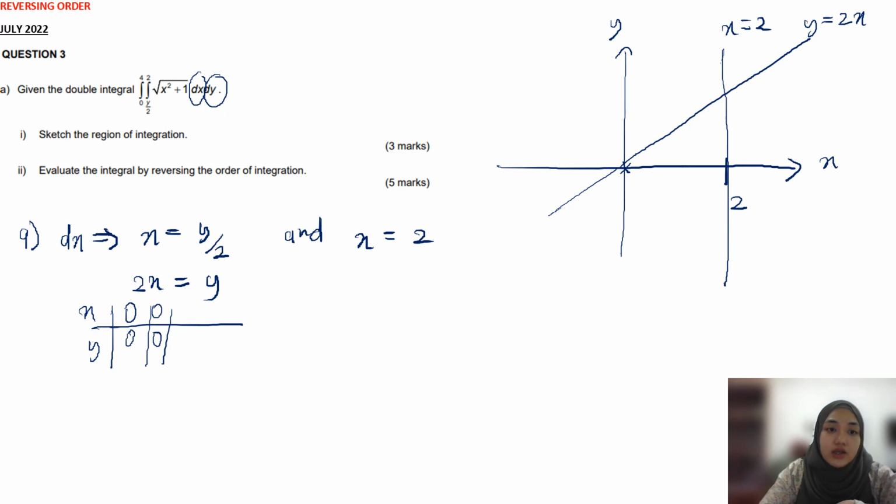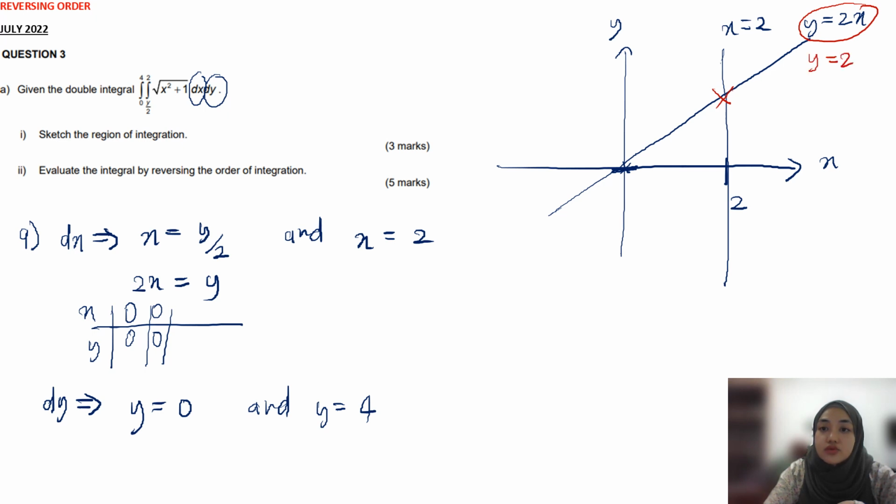Next one is for dy. For dy, y equals 0 and y equals 4. Y equals 0 is here. Y equals 4, is it here? We don't know, so you have to substitute. Since y equals 2x and x equals 2, y equals 4. So it means that it's here.